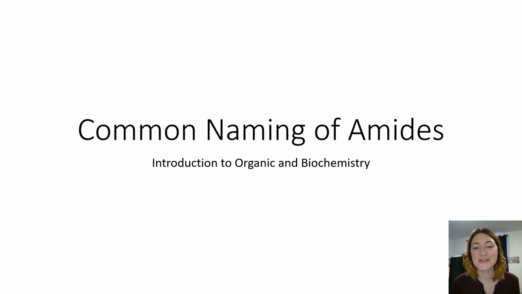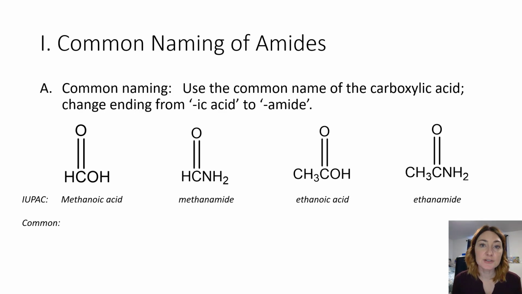Alrighty, this can be short and sweet as we learn how to name amides using the common naming system. When we name amides using the common naming system, we are going to use the common name for the carboxylic acid. So remember, we use form, acet, propion, and butyr. And we're going to change the ending from ic acid. So butyric acid becomes butyramide.